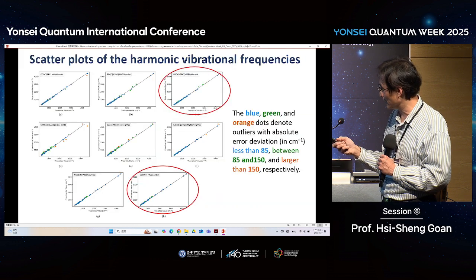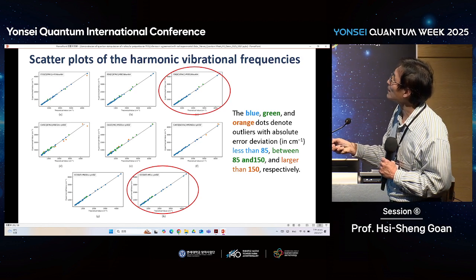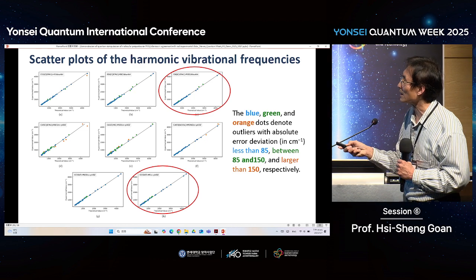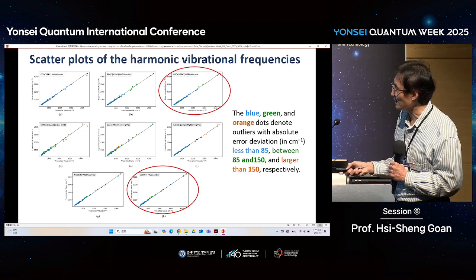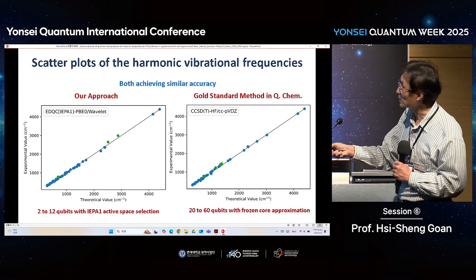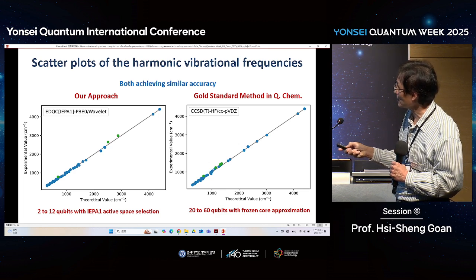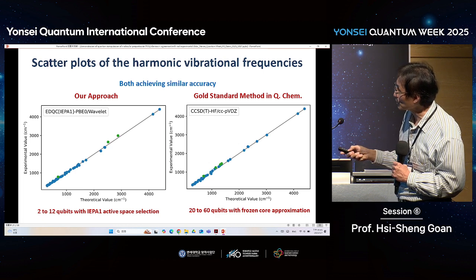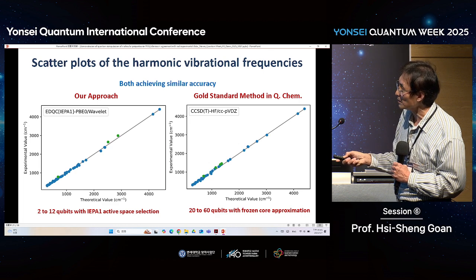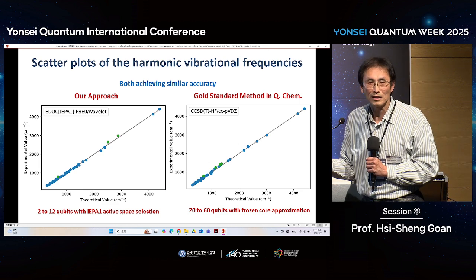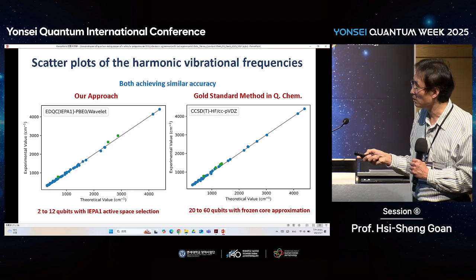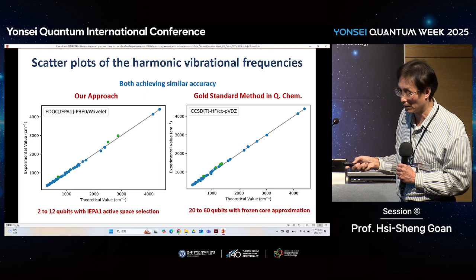If you look at this chart, this one is the experimental value, this is a theoretical value. Then you can see this is our method. Maybe this one is easier to see. This is our approach. This is CCSDT. They are using a very large basis, cc-pVDZ. Then we only use fewer qubits than a minimal basis set, because we reduce from 60 to 12 orbitals.